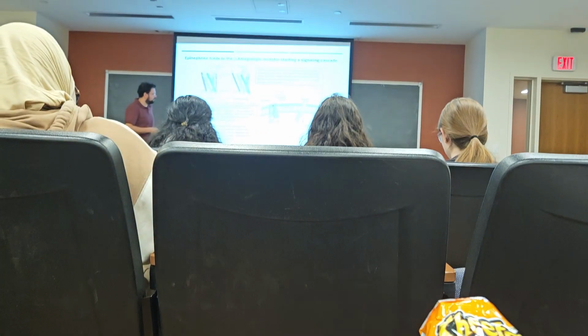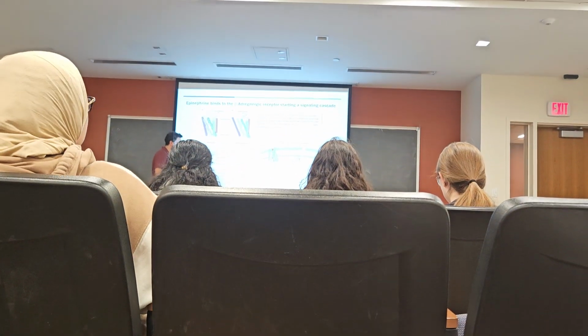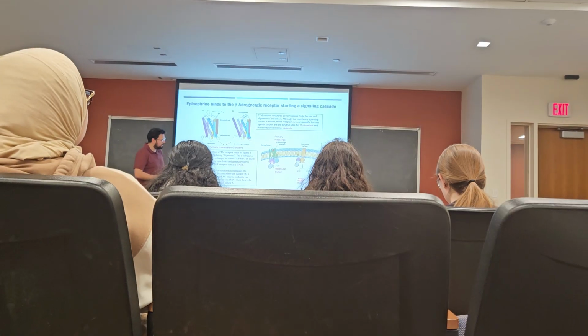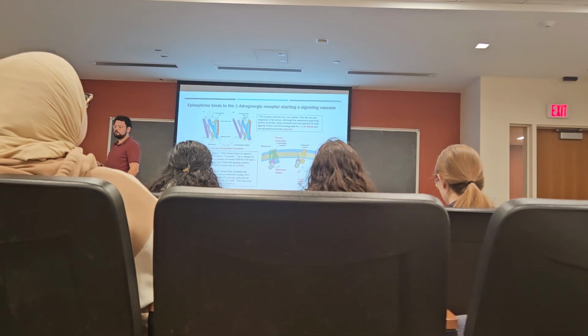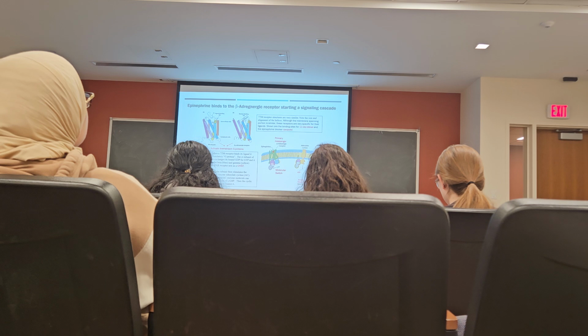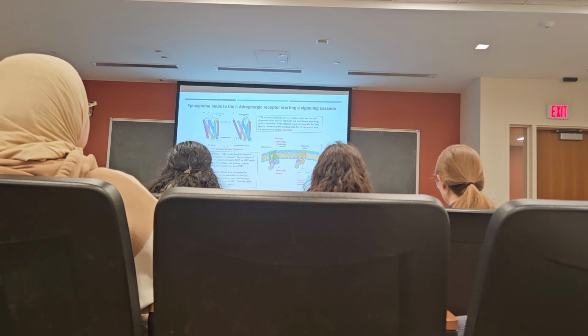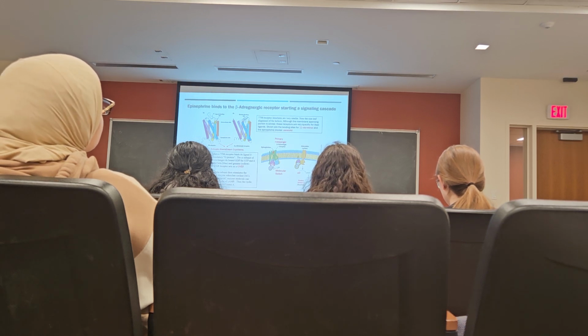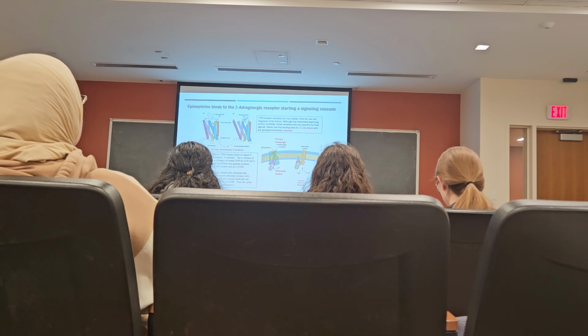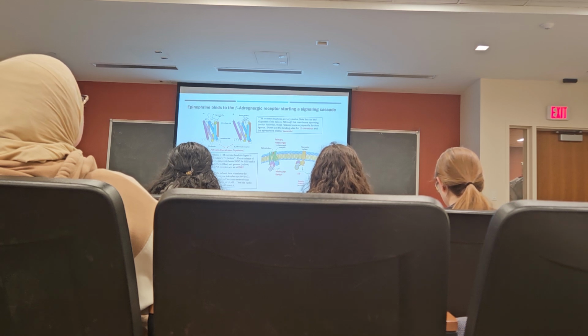Okay? So now we have the production of cyclic AMP. Cyclic AMP then goes on and binds to protein kinase A, activating it. Protein kinase A is, as the name implies, a kinase. And what protein kinase A, or PKA, is going to do is going to phosphorylate many downstream targets, either activating or inactivating them.